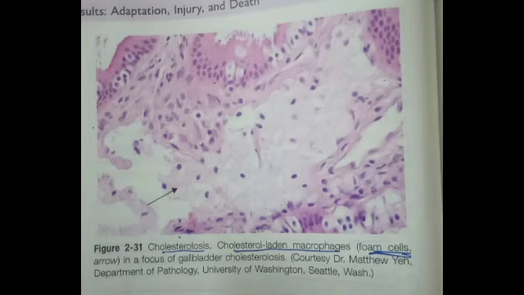Okay, next let us go to hyaline change. The term hyaline refers to an alteration within the cells or in the extracellular space. If such an alteration occurs, it gives a homogeneous glassy pink appearance in the routine histological section, which is stained with hematoxylin and eosin.